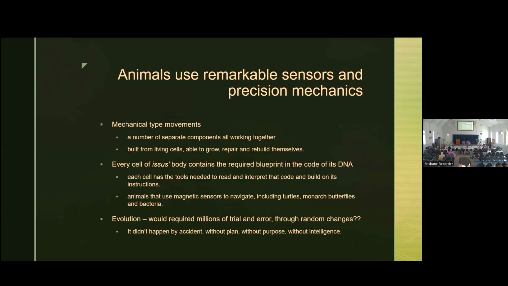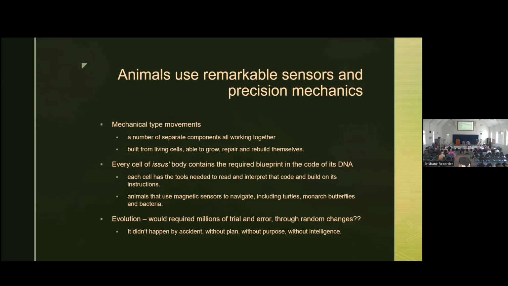Because you see, lots of animals have these amazing senses and precision mechanics to make them function. So when we can see a number of these specific things working together in unison, then we can clearly understand that there has to be some sort of principle behind that for that to have happened. It didn't just happen by chance that, oh, hang on, I grew a cog, and then over here I grew a muscle on my leg, and then suddenly that just started working. No, because it had to happen at the same time. So those living cells were able to grow, repair, and rebuild themselves at the time to allow that hopper to jump. So every cell of this hopper, or this Isis, contains the required blueprint. It's got DNA to know how that part of its body functions.